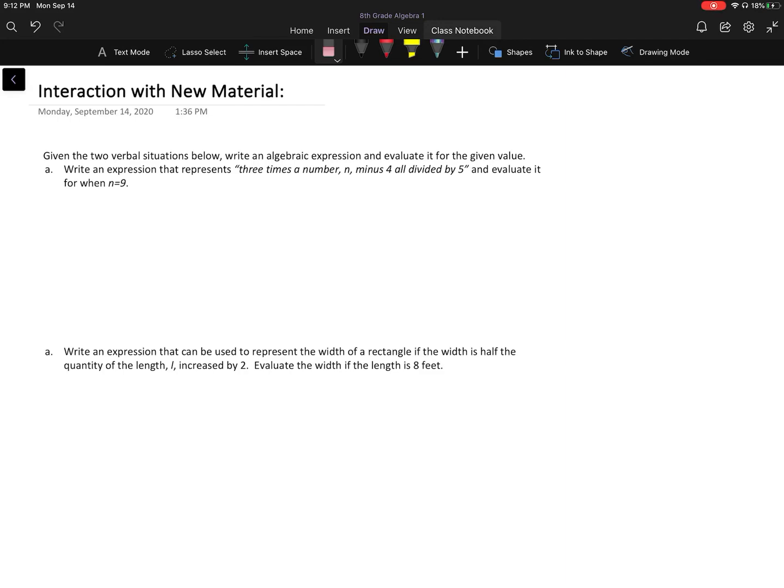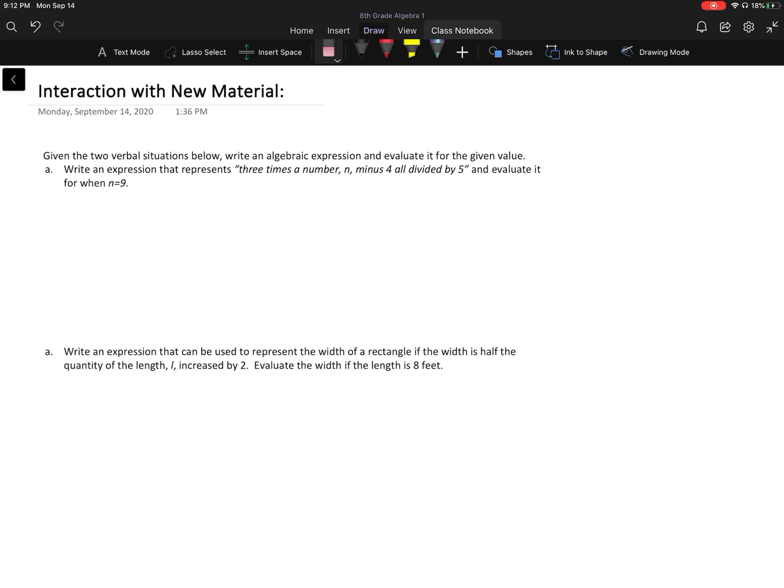Idea that mathematicians use special language to indicate the order in which operations should be performed to solve these two problems. Okay, so we're going to read and annotate the problem and then use that special language that's there to solve these problems. Okay, so it says, given the two verbal situations below, write an algebraic expression and evaluate it for the given value.